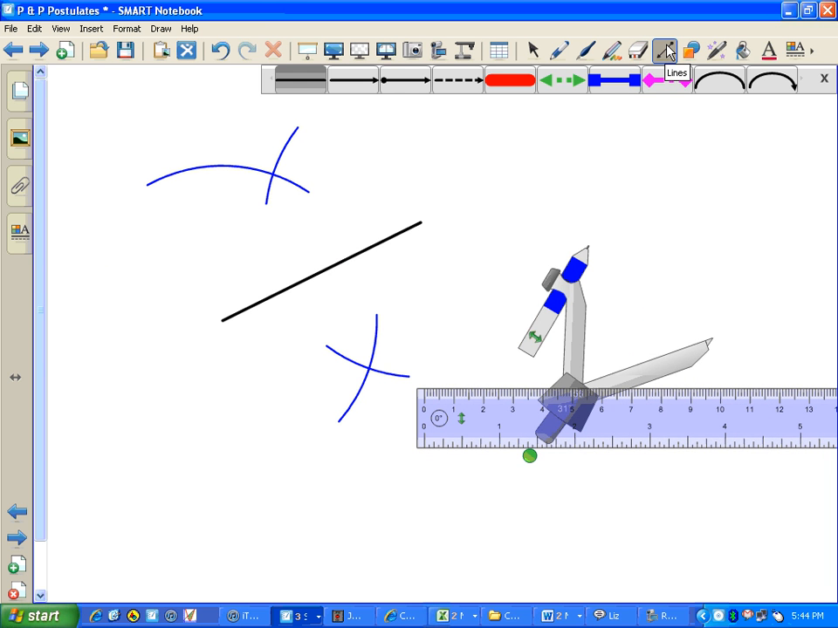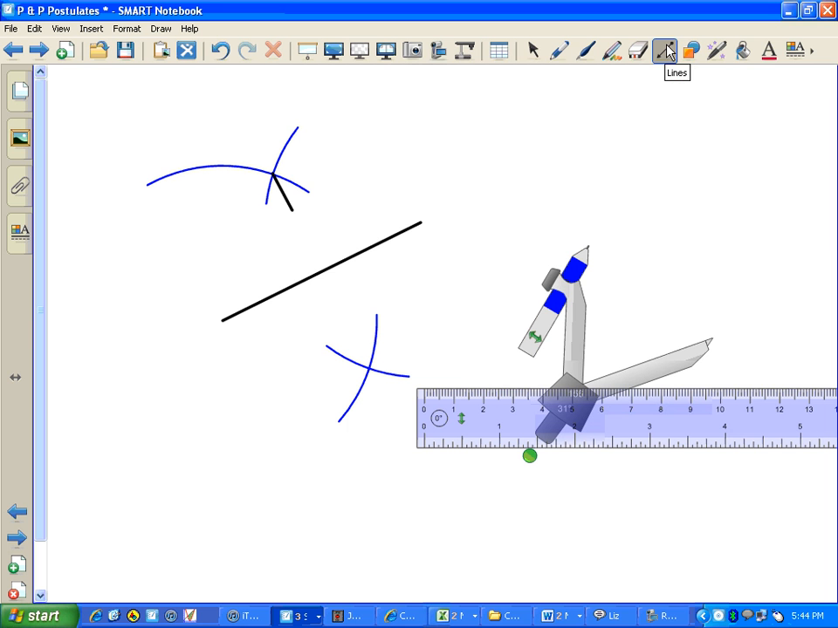Now, that bisects the segment, but it also is perpendicular to the segment, and that's not something that we talked about. But this is a perpendicular bisector to the segment. So it actually is perpendicular to that segment.